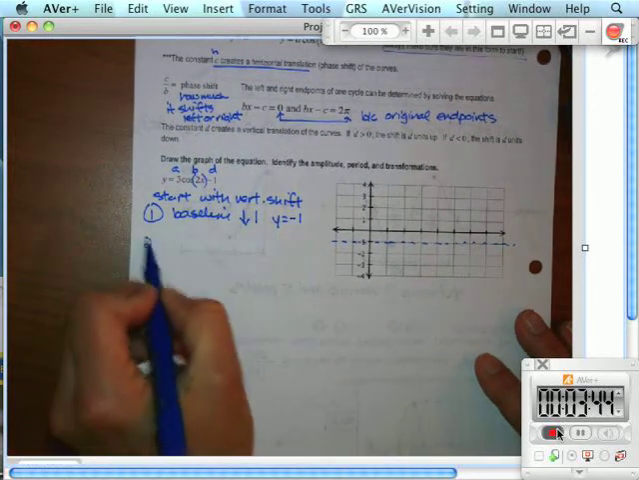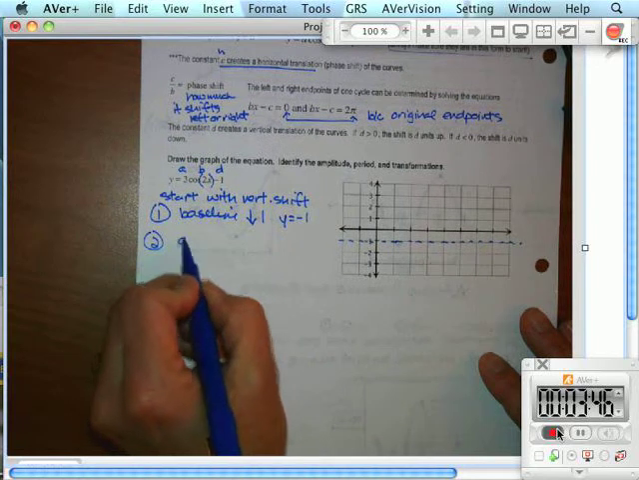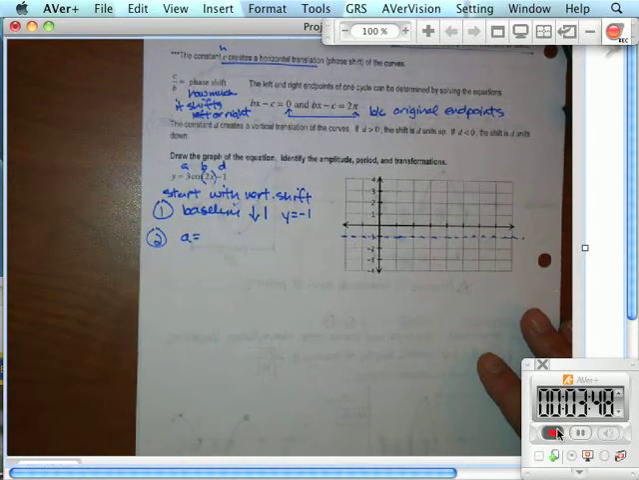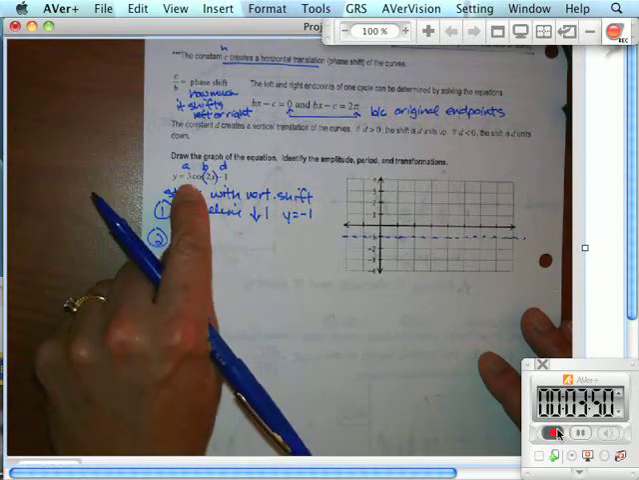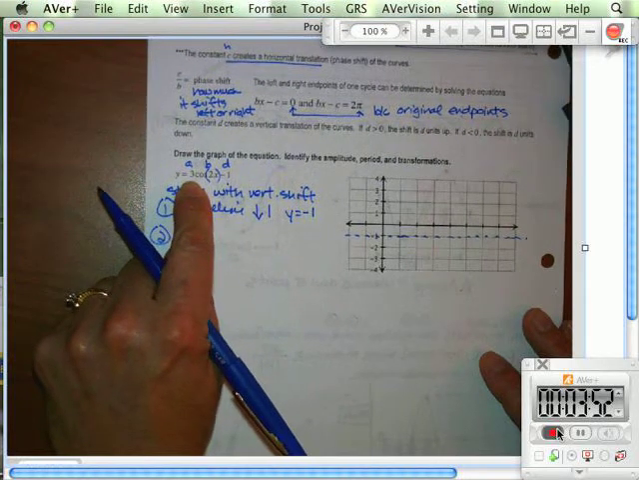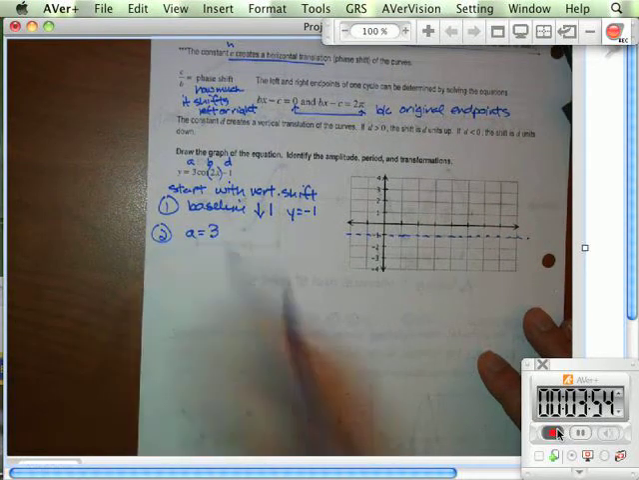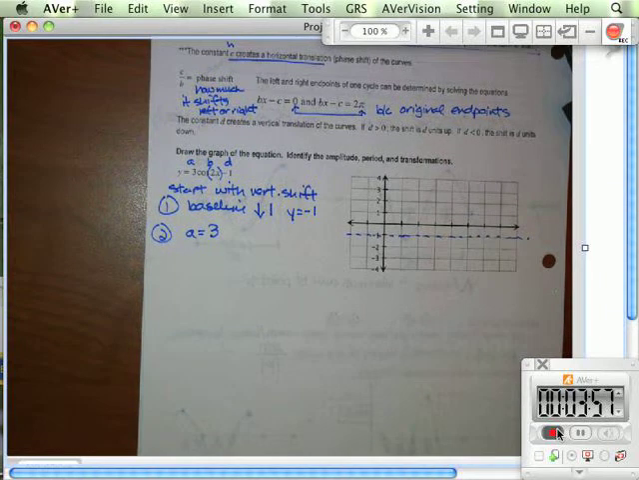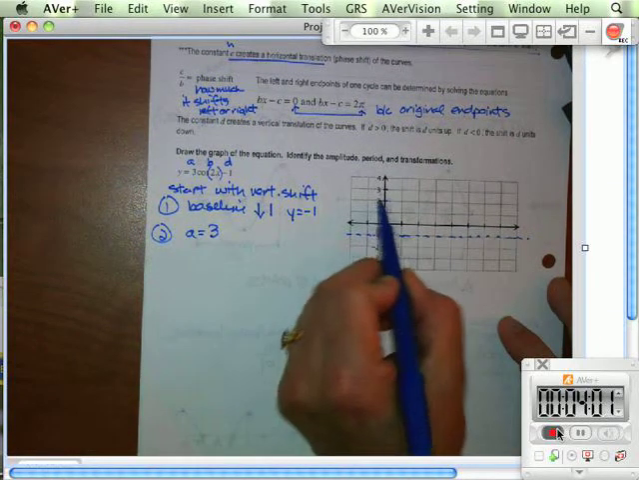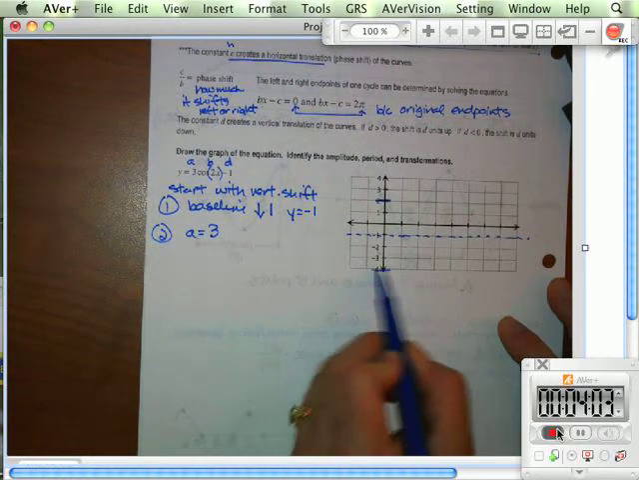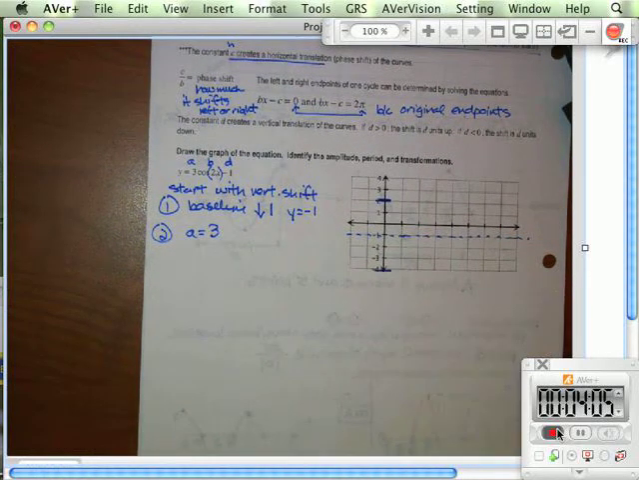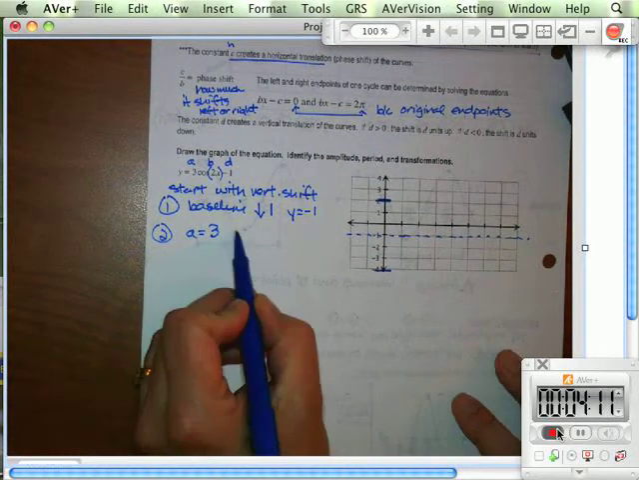Number 2, amplitude. What is my amplitude? 3, it's A. Okay, absolute value of A, if you want to look at it like this. So, from my baseline, I go up 3 and down 3. So I'm going to mark that right now. So that means I'm going to go up this high and down this low in my cycle. I'm just marking those points right now. Up 3, down 3. That's my amplitude.